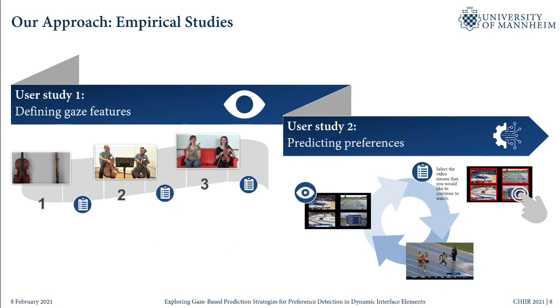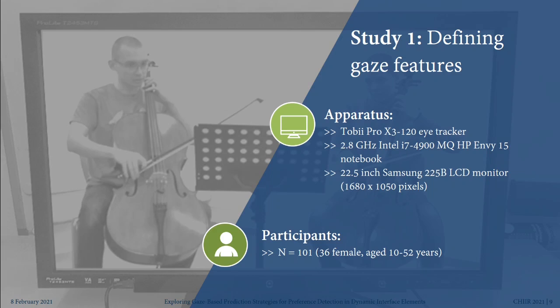In order to fill this void, we conducted two large-scale user studies in which we first identified a standard set of gaze features and then evaluated the performance of different prediction algorithms with a subset of these features. In the first study, we used a high-quality Tobii Pro X3 120 eye tracker to collect the gaze data of 101 participants.